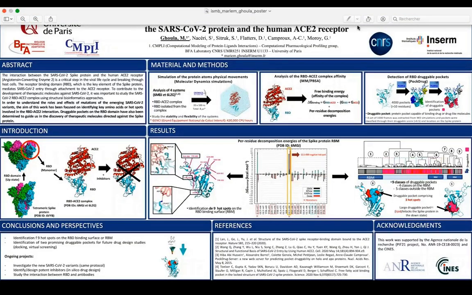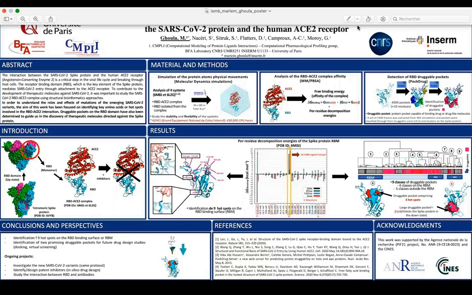The MD method was applied on a total of 4 systems, 2 systems including the RBD-ACE2 complex from both PDB structures, and 2 other systems of the RBD alone that has been isolated beforehand from both PDB structures as well. So 20 replicas were run for each system, which ended up with 8 microseconds total.